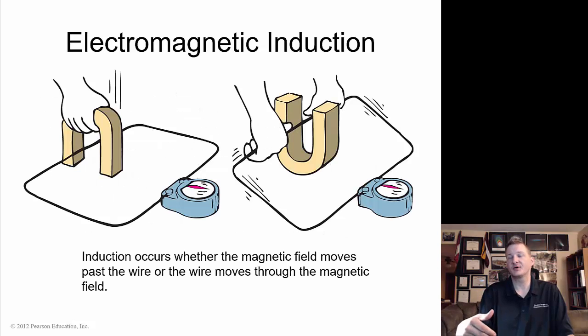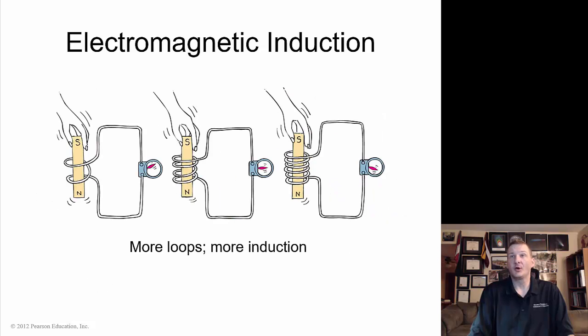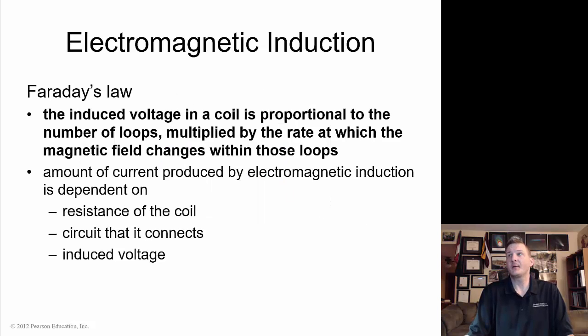And so the induction will occur whether the magnetic field lines move past the wire or if the wire moves through the field lines itself. You'll still get induction. More loops in the coil, more induction. And so now we come to Faraday's law. And Faraday's law states this: the induced voltage in a coil is proportional to the number of loops multiplied by the rate at which the magnetic field changes within those loops.